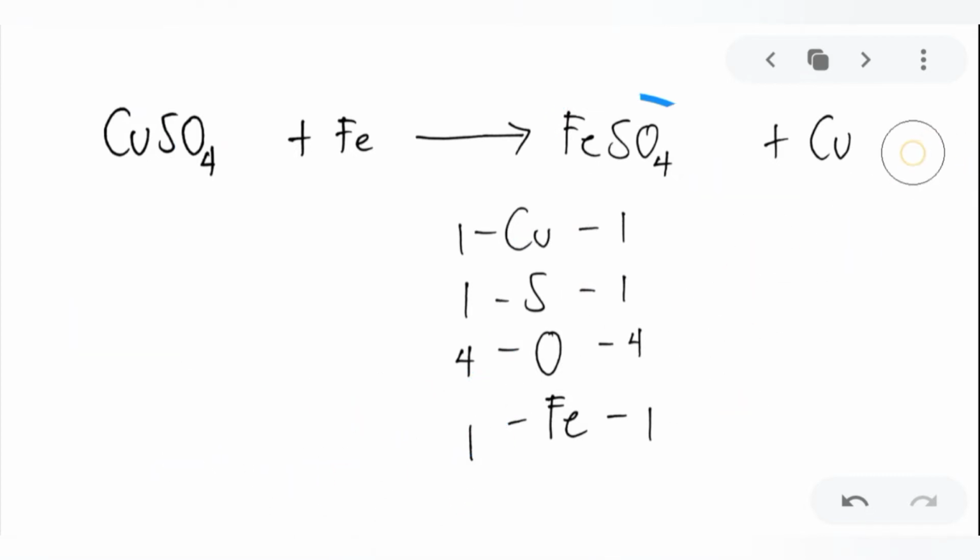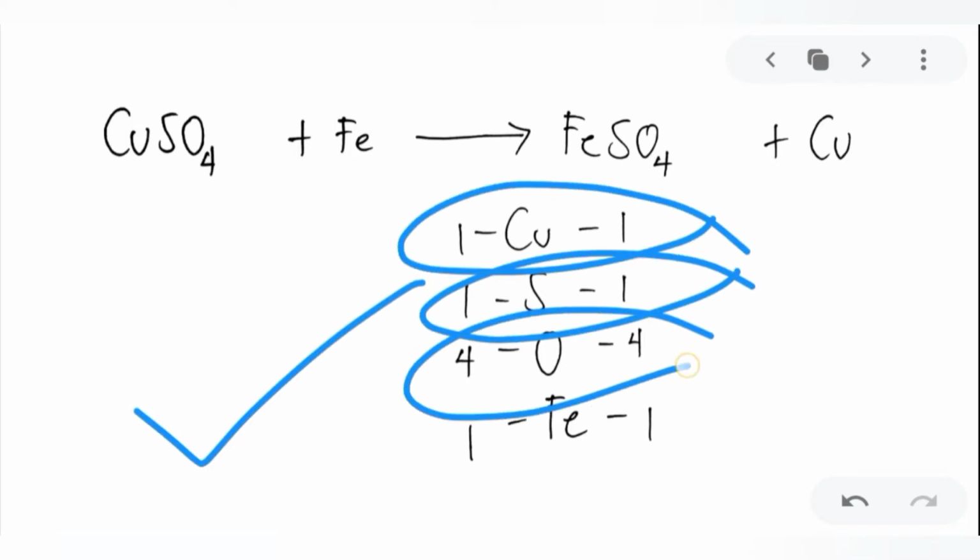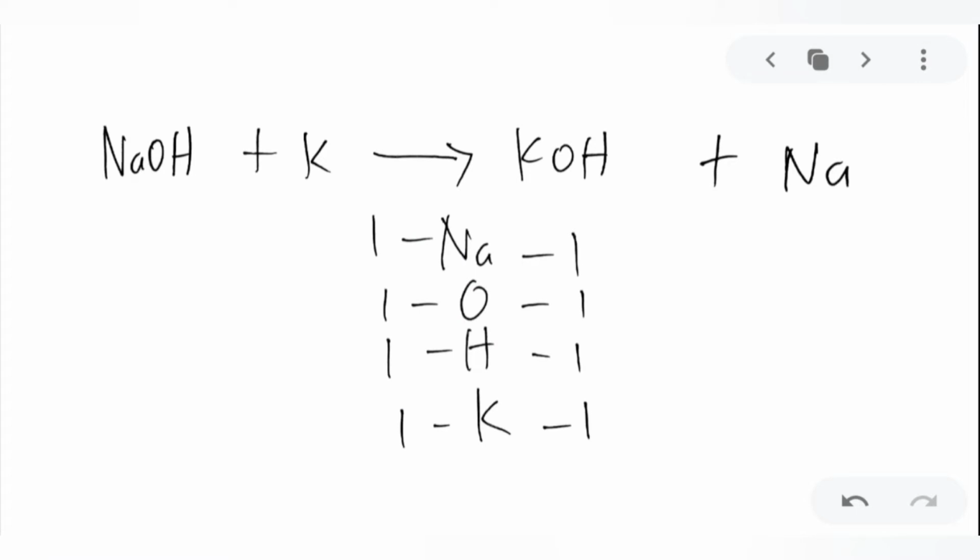So let us check if they are already balanced. For copper on the reactant side, we have 1 piece of that. For sulfur, we have 1 piece of that. For oxygen, we have 4 pieces of that. And then for iron, we have 1 piece of that. On the product side, we have here 1 piece of copper, 1 piece of sulfur, 4 pieces of oxygen, and 1 piece of iron. So you don't need to balance this equation since this is already balanced by the same number of elements.